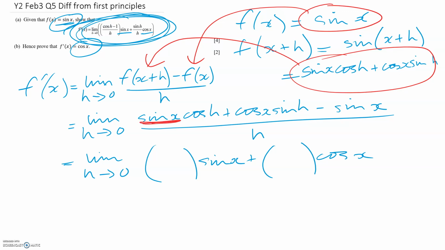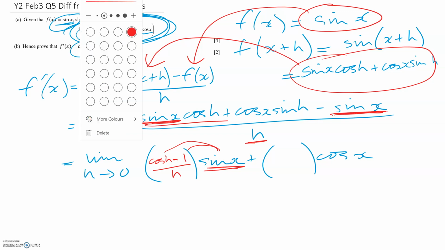Well, sine x is here and sine x is here, so we would have a cos h left over. We've also got a sine x over here, so that would give us a minus 1, and it's all being divided by h. So you can see that if we multiplied this out, this times this will give us this, and this times this would give us a sine x at the end, and it would all be divided by h.